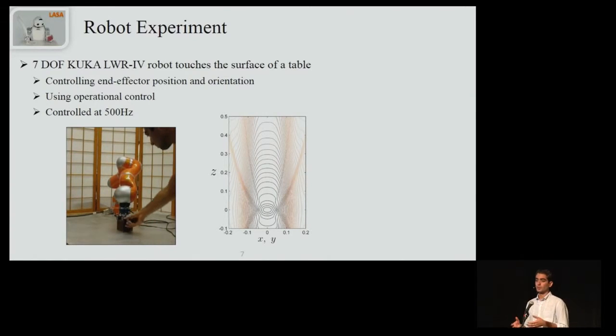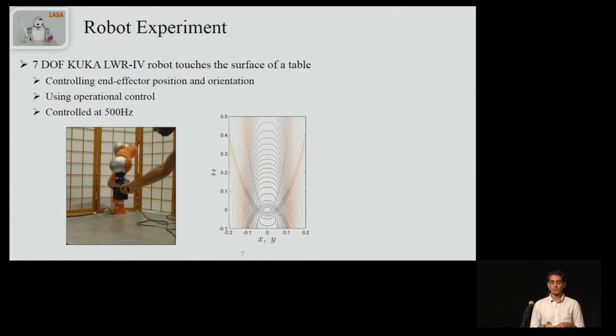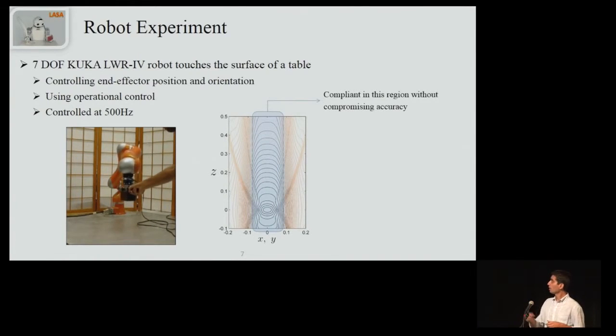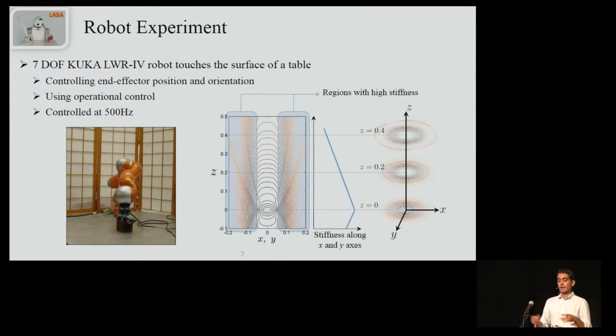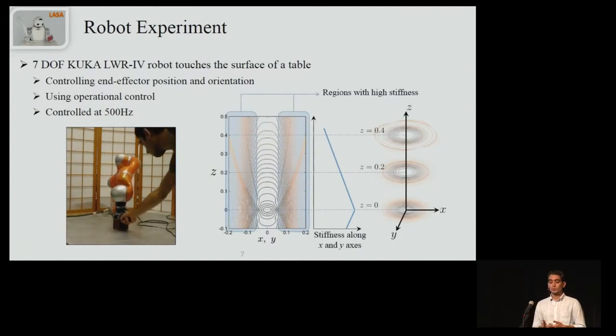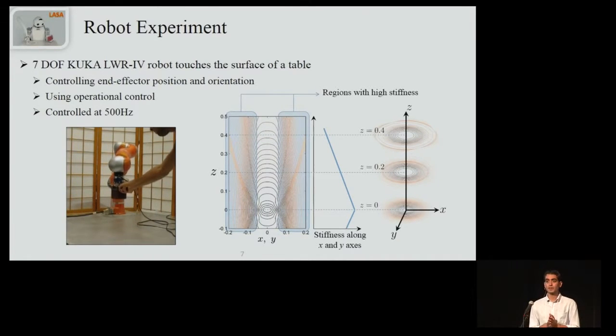Let's have a closer look at the energy levels of the control policy. In the highlighted region, we designed the control policy to be compliant, with almost zero stiffness in this region, and that is why the human user can easily move the robot along the z-axis. Along the x and y axes, we designed the control policy to be stiff, which means that it pushes the robot back toward the compliant region. And as we can see, the robot is completely compliant and passive, and is stable.